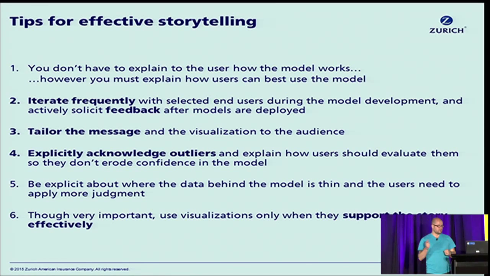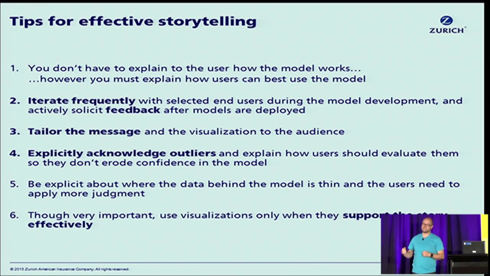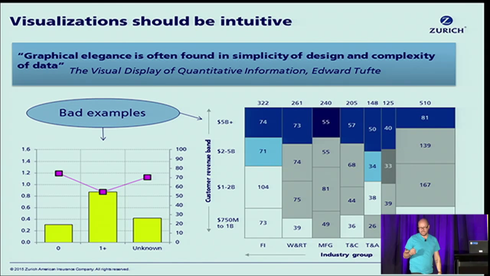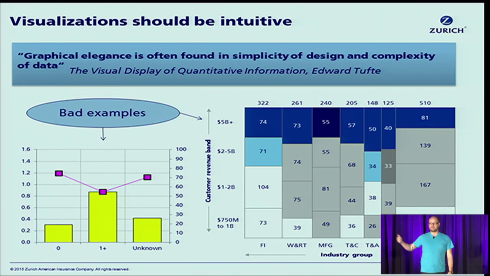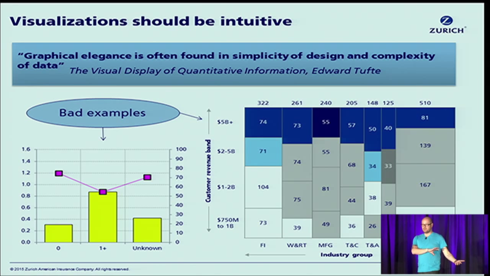And finally, use visualizations only when they support the story effectively, right? Don't build visualizations for visualization's sake. They need to be intuitive. Simplicity is great. I'm sure that there are many Tufte disciples, but simplicity of design and complexity of data is a trade-off, right? How much data do I want to pack into it? These are a couple of examples, because simple can be bad, and overly complex can be bad. Somewhere in the middle is a good example.